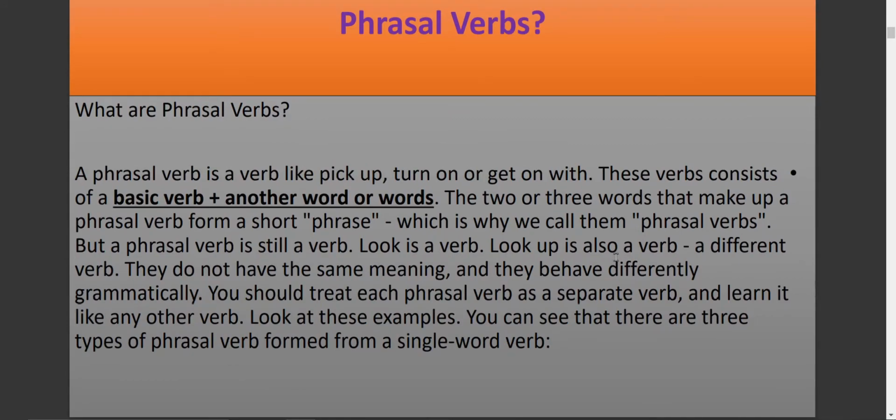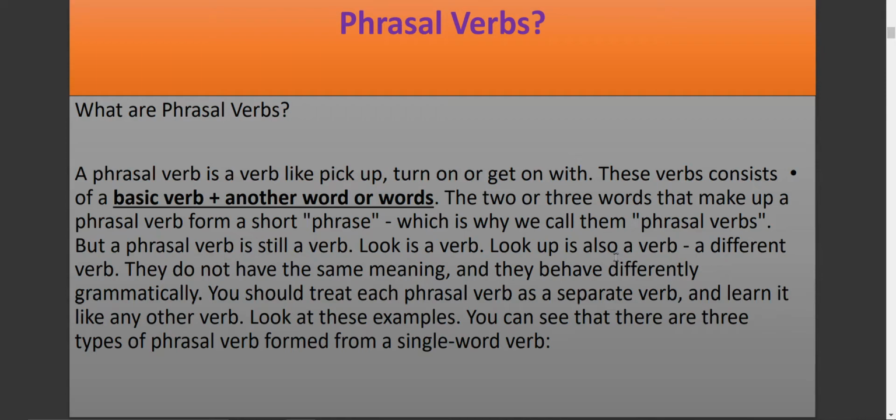Alright, now let's come to another topic, the second topic, which is phrasal verbs. What do you mean by phrasal verbs? A phrasal verb is a verb like pick up, turn on, or get on with. It means a verb with something grammatical, a verb with a part of speech. Okay, a phrasal verb is a verb like pick up, turn on, or get on with.